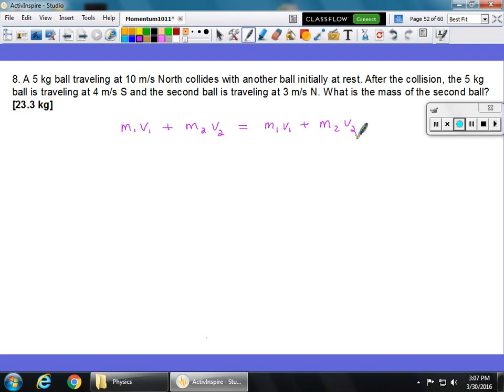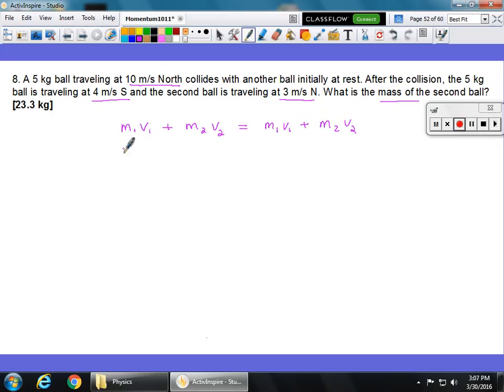In this case, we're looking for the mass of the second ball, and you're given some velocities and the mass of a first ball. It's really important to look at the directions. One of these is north, this one is south, and we have another velocity over here that is north again. So let's pay close attention when we're setting this up.